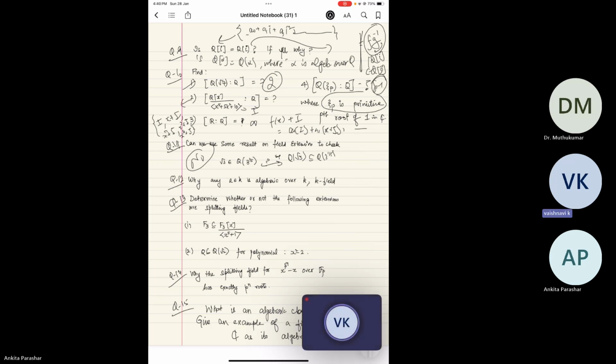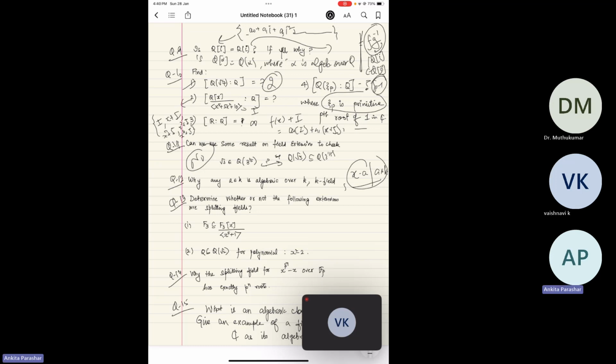Because it satisfies the polynomial x minus a. Yes, very right. It's just x minus a, where a is in K. So it's a polynomial in K, right? Because your coefficients are from K. 1 and minus a both are from K. Exactly right. So every element of K is algebraic over K.